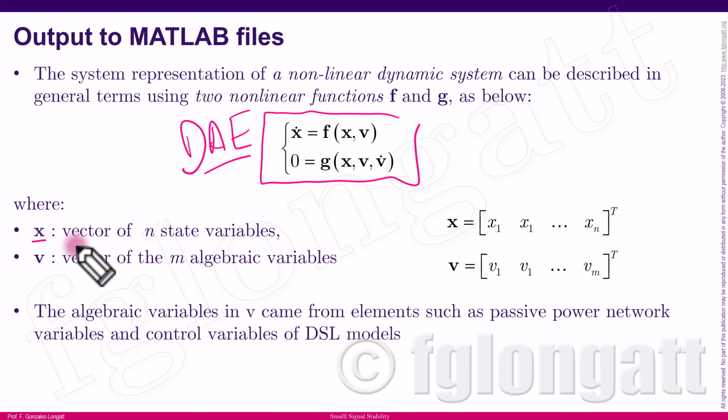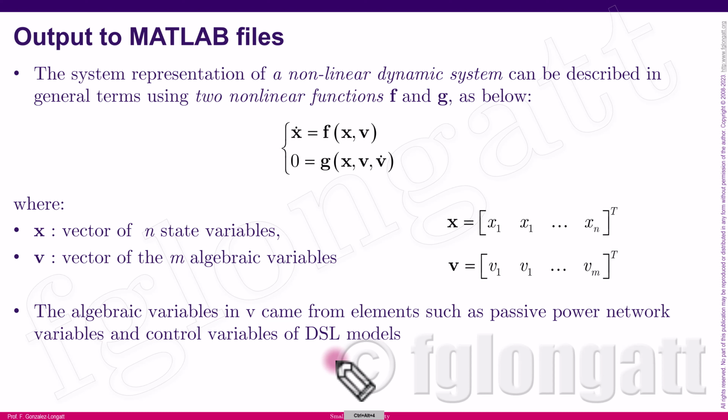In fact, you have a state vector, and inside that state vector we have n state variables. And we have the vector v, and inside that we have m algebraic variables. What I'm trying to tell you is that those algebraic variables v are coming from elements like the passive power network variables, and also from the control variables inside the DSL models.